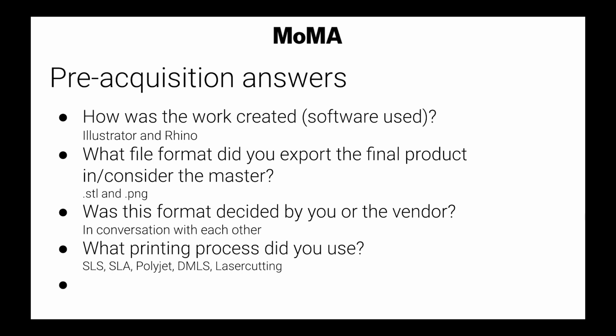And this is how the artist Taube Auerbach answered these questions when we acquired Altered Engine at MoMA. How was the work created and software used? It was done in Illustrator and Rhino. What file formats did you export the final product in? The STL file format and .png image reference files. How was this decided? This was decided in conversation with vendors.